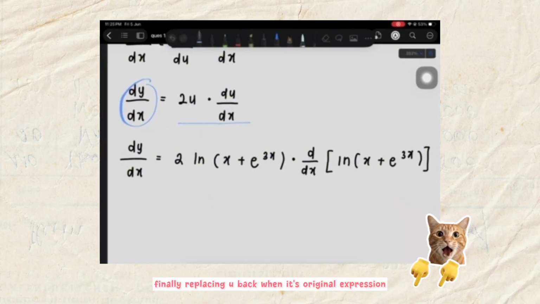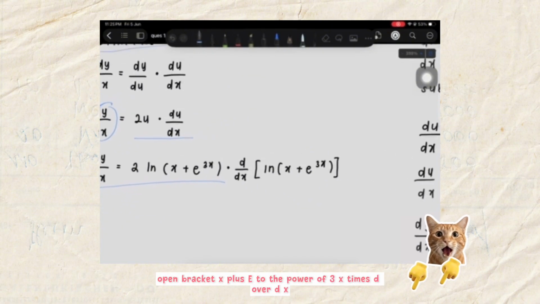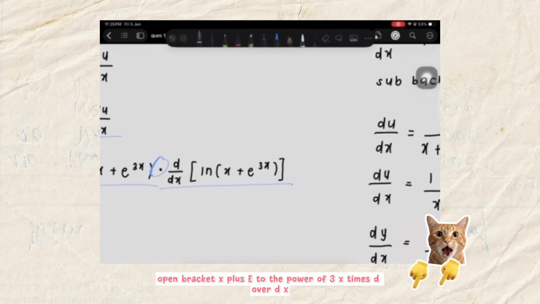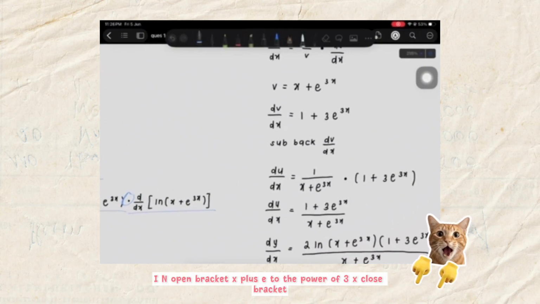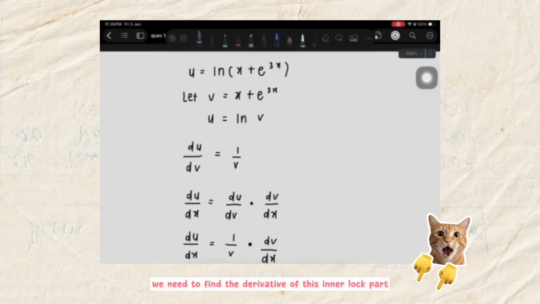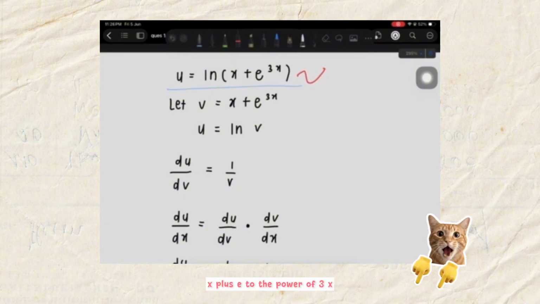Finally, replacing u back with its original expression, we get dy over dx equals 2 ln, open bracket, x plus e to the power of 3x, close bracket, times d over dx of ln, open bracket, x plus e to the power of 3x, close bracket. We need to find the derivative of this inner log part. Let's focus strictly on finding that inner derivative, where u equals ln, open bracket, x plus e to the power of 3x, close bracket.